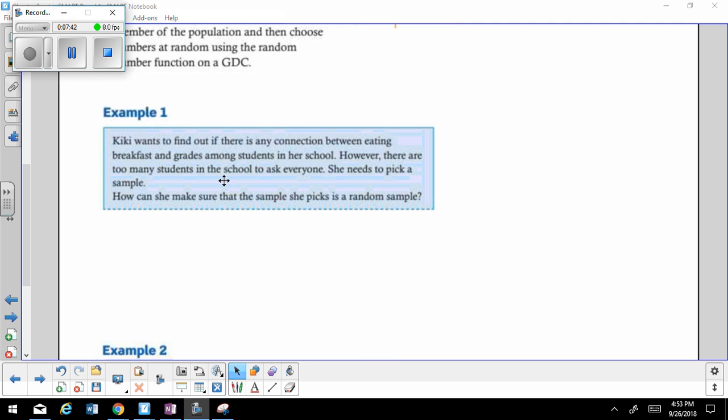So example 1, go ahead and read this. Okay, so this literally just came from what we just talked about. If you're trying to ask random people at your school, you can assign people a number and randomly pick them. You can use the graphing calculator. So you should have listed something like that here.